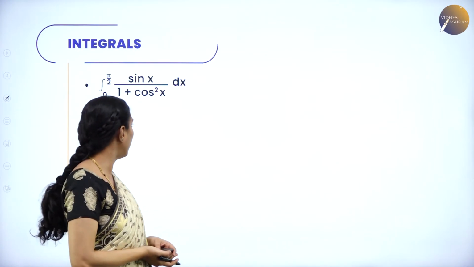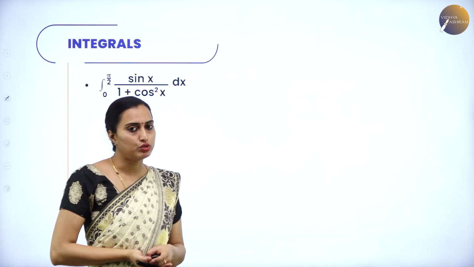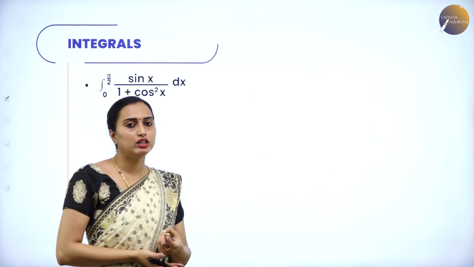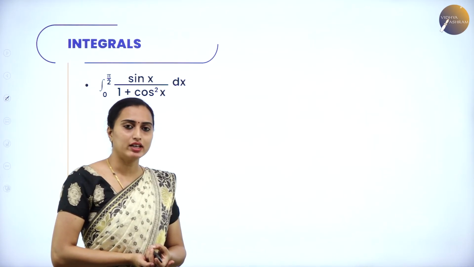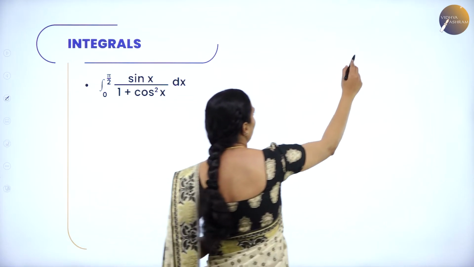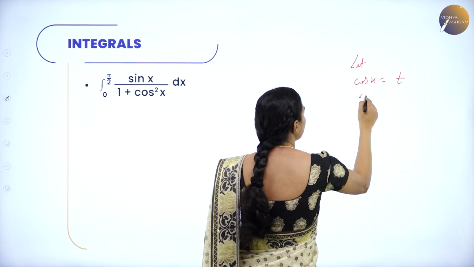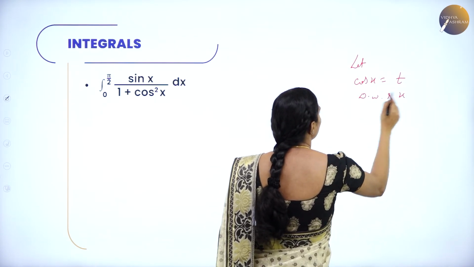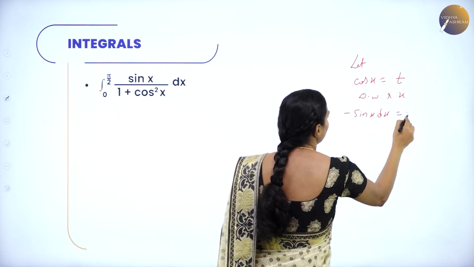Integral 0 to pi by 2 sine x divided by 1 plus cos squared x into dx. Now substituting the denominator here, cos x is equal to t, you are going to get sine x dx, isn't it? So therefore let me substitute here. Let cos x is equal to t. So differentiating this with respect to x, you can have minus sine x into dx is equal to dt.